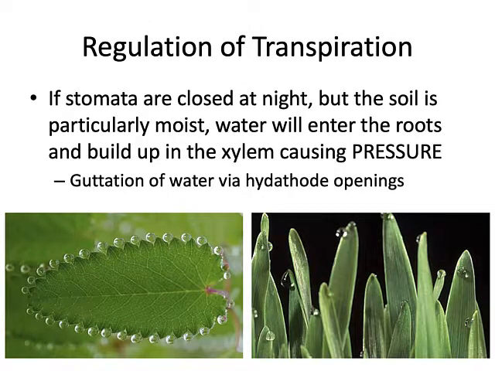Now, if the stomata are closed at night, but the soil is particularly moist, the water will actually enter the roots and build up in the xylem, causing lots of pressure. And this is what leads to guttation. The guttation of water means drops of water are seen at the tips of leaves by special openings called hydathodes.